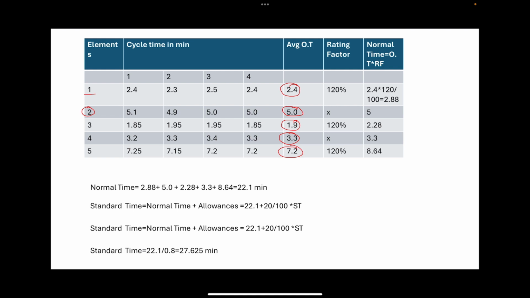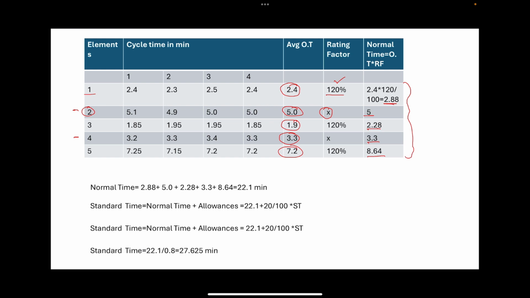Then the rating factor is 120%. Note that for 2 and 4, these are machine jobs, so there is no rating factor; the rating factor is just 1. Otherwise, the rating factor fixed by the time study man is 120%. So you multiply by 120% and get 2.88. Here it is 5 itself. Then 2.28, 3.3 and 8.64. So these are the normal times of the elements.